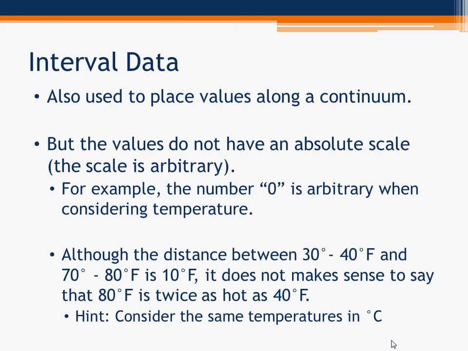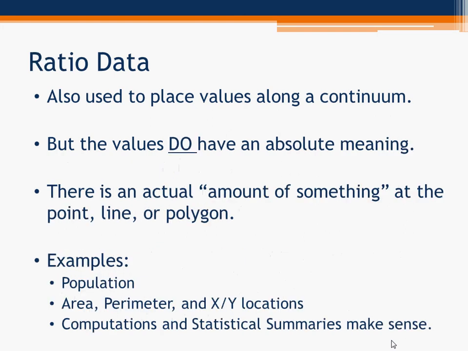So pH is another one of those examples where 0 is not an absence of something or literally taken. It is an arbitrary value along a scale. Where 0 does actually have meaning, or absolute meaning, as I say in the second bullet here, is ratio data. Basically, there is an amount of something.